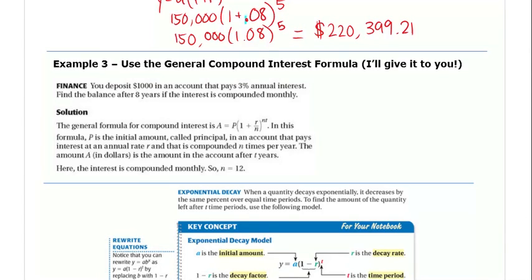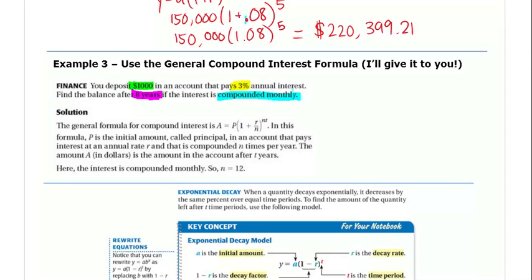Okay, so our example says you deposit $1,000 in an account that pays 3% annual interest. I'm going to highlight some things. So $1,000, 3% annual interest. Find the balance after 8 years, if the interest is compounded monthly. So the other example we did, it was just being added in each year. However, in this case, it's kind of giving you a little bit more money each month.